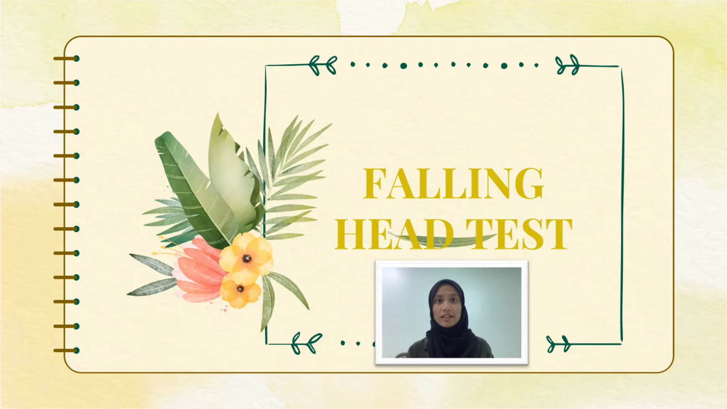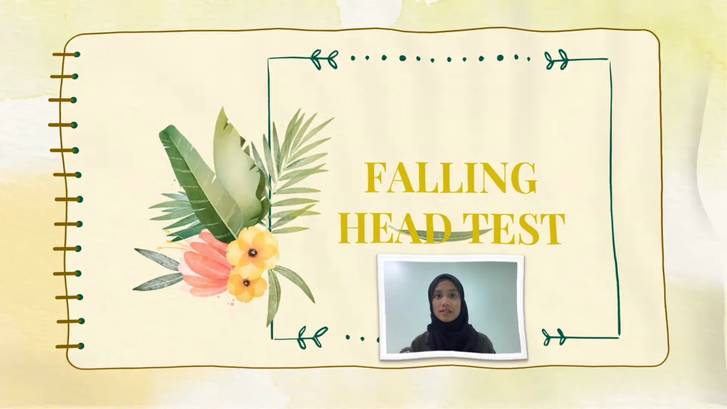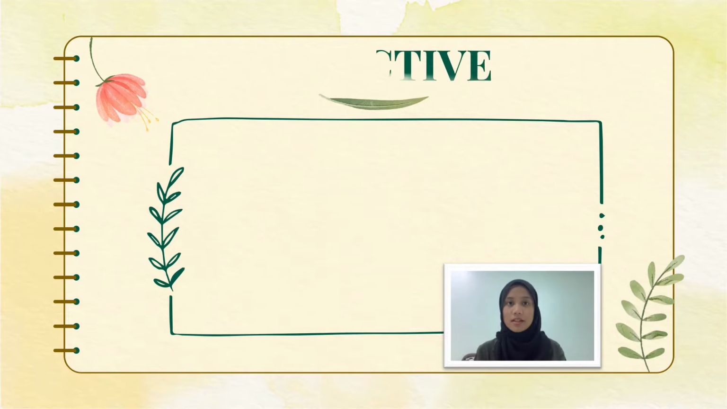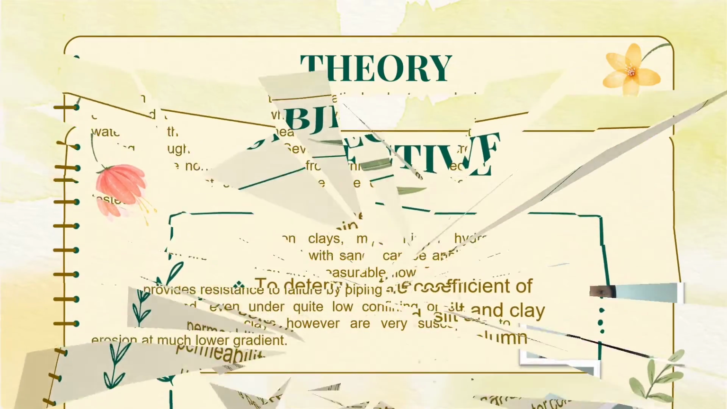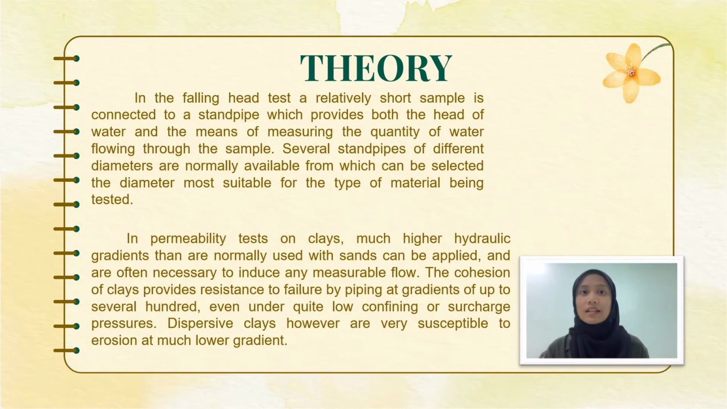Today, we will present about the falling head test. The objective of this test is to determine the coefficient of permeability of sand, silt and clay using a permeameter. In the falling head test, a relatively short sample is connected to a standpipe which provides both the head of water and the means of measuring the quantity of water flowing through the sample.